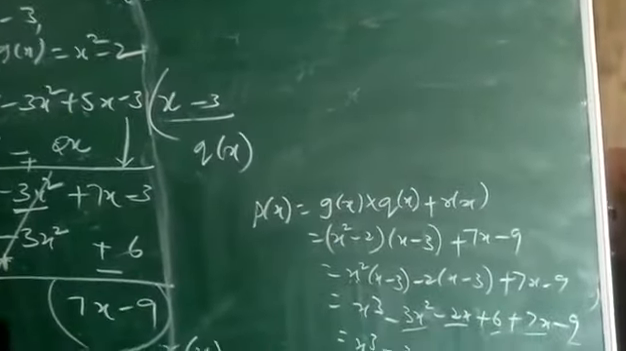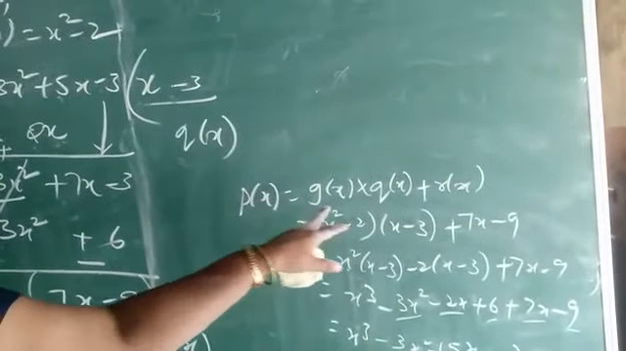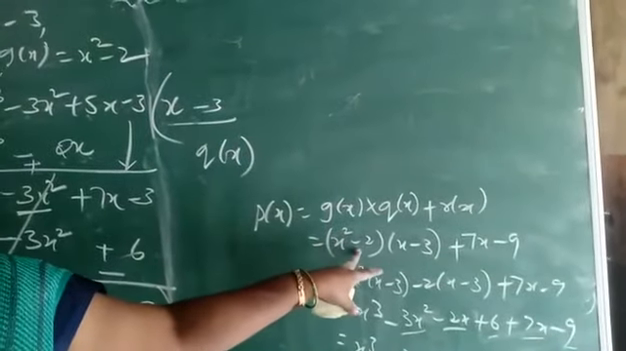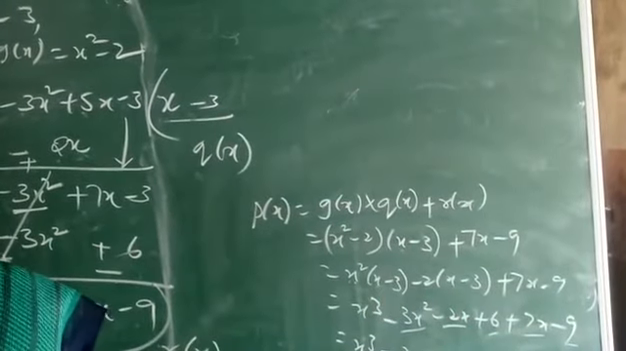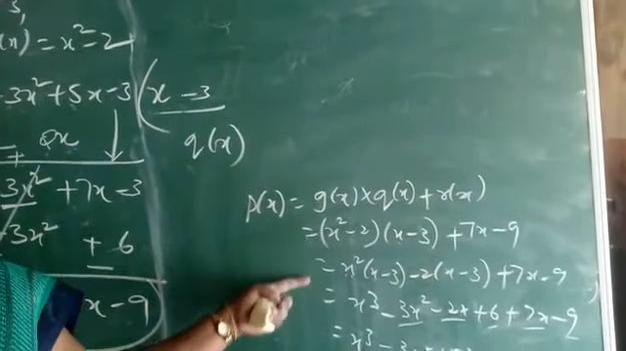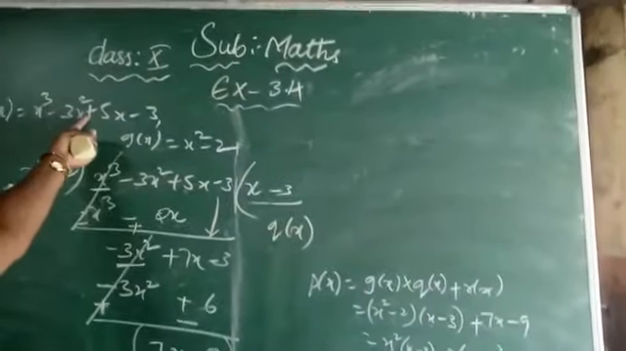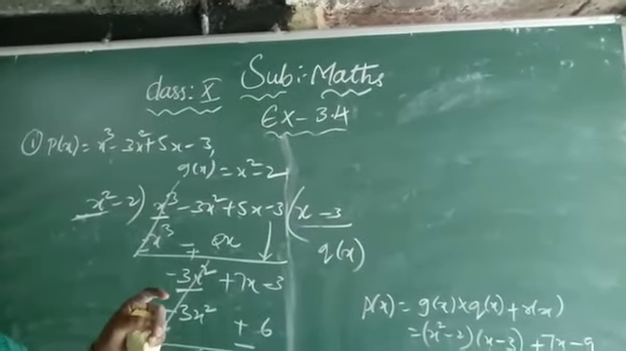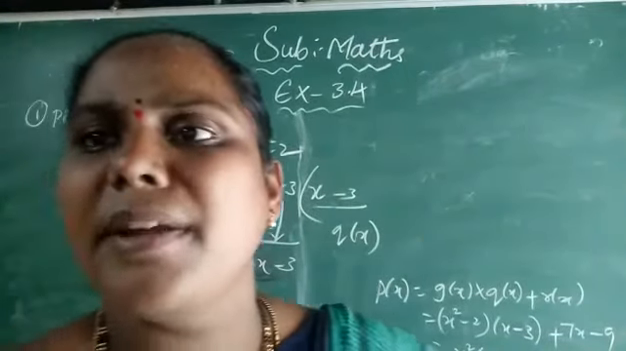So you have to check by using which rule? The dividend rule. What is the dividend rule? p of x equals g of x into q of x plus r of x. So substitute: g of x is x square minus 2, q of x is x minus 3, and r of x is how much? 7x minus 9. You substitute, you simplify, you get the same p of x. Like this also you can verify whether the answer you got is right or wrong. Okay, this is your first problem in first bit.